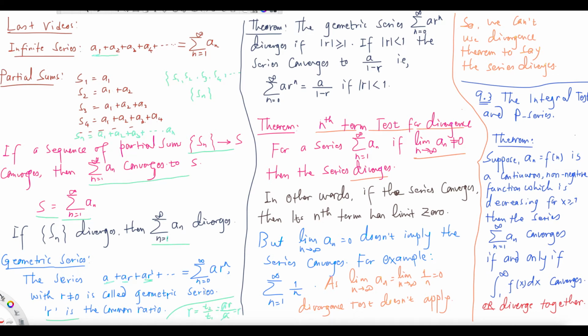So to find the common ratio, you can divide the second term by the first term, or the third term by the second term. Basically, R is the ratio of two successive terms. Okay, that's what the common ratio is.